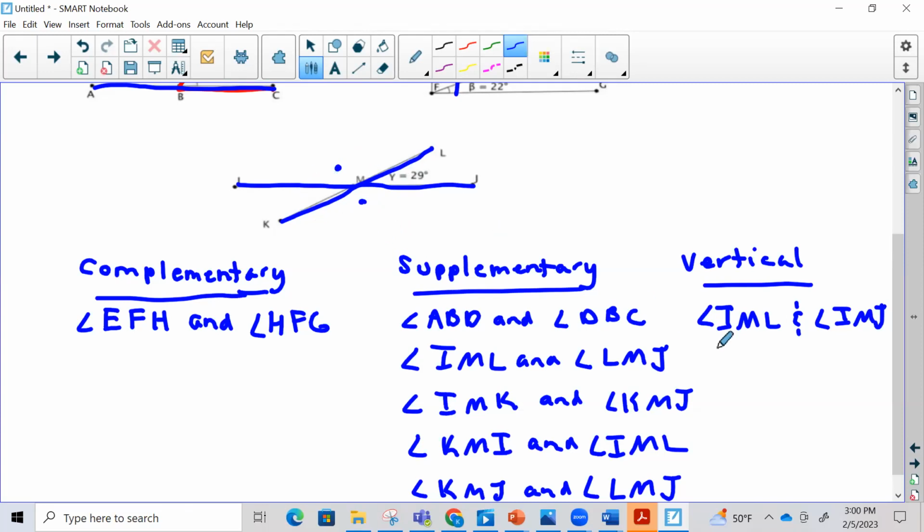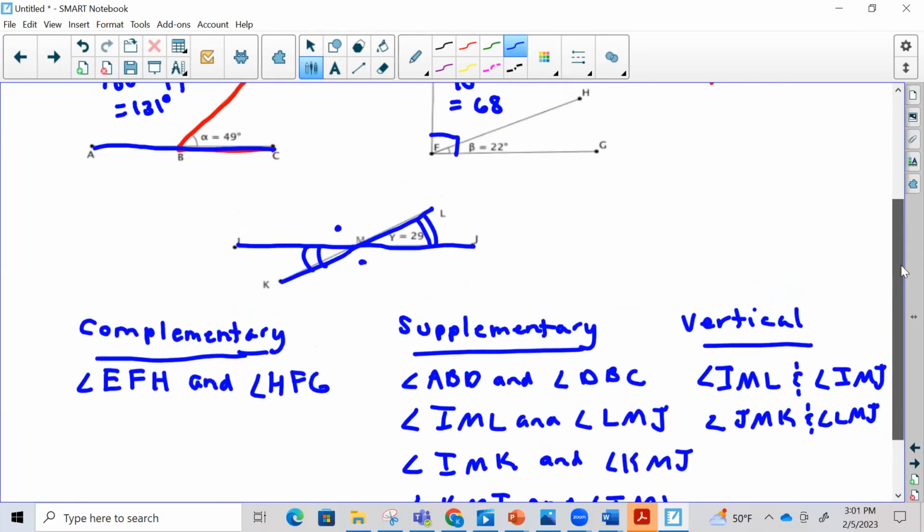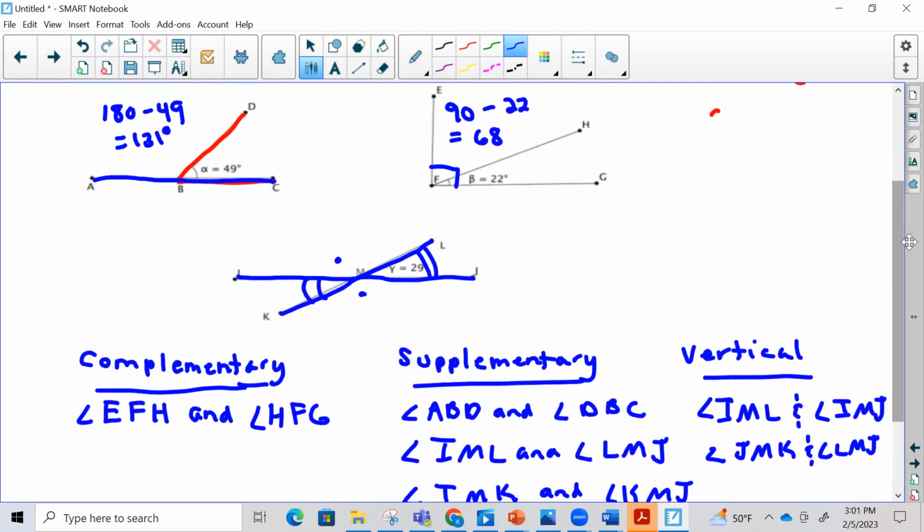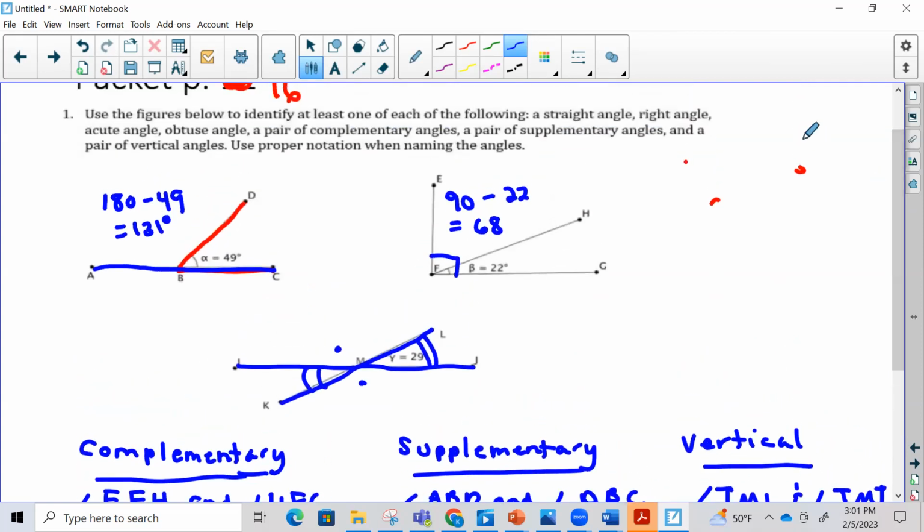And then if I do the two smaller angles, it would be angle JMK, and so that's this one here. The angle across from it is this one, LMJ. And so those are my two pairs of vertical angles. Okay, so again, when you're doing complementary, supplementary, and vertical, you have to have two angles because it's an angle pair. Okay, so if you have any questions about angles, just let me know.